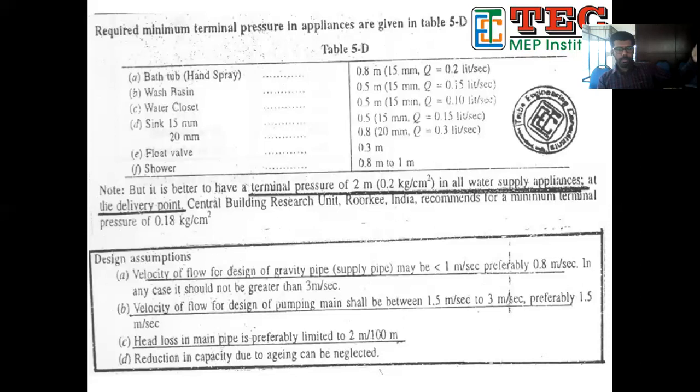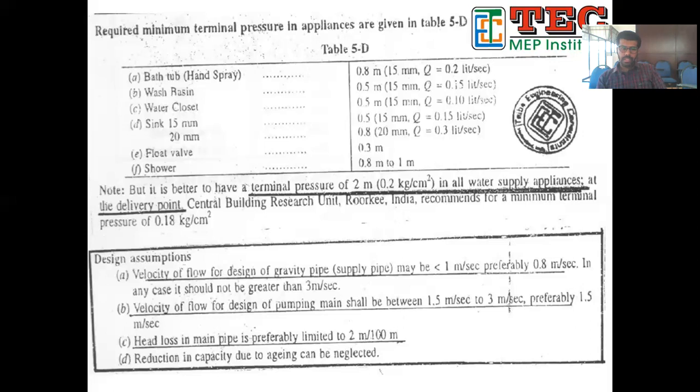So the first one is a pressure pipe. From the well or from the underground tank, with the help of a pump, you are pumping water to the top of the overhead tank. In that case, we have to design in such a way that the velocity of the water is between 1.5 and 3 meter per second, preferably 1.5. In the case of gravity pipe, from the overhead tank to the different appliances, it can be preferably 0.8, or should be less than 1.